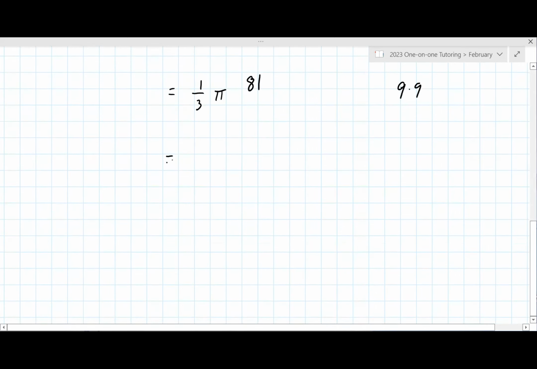Now, we want the exact answer, which means we got to multiply 81 times 1/3. We're going to just rewrite this as 1/3 times 81 times pi. So what is 1/3 times 81?